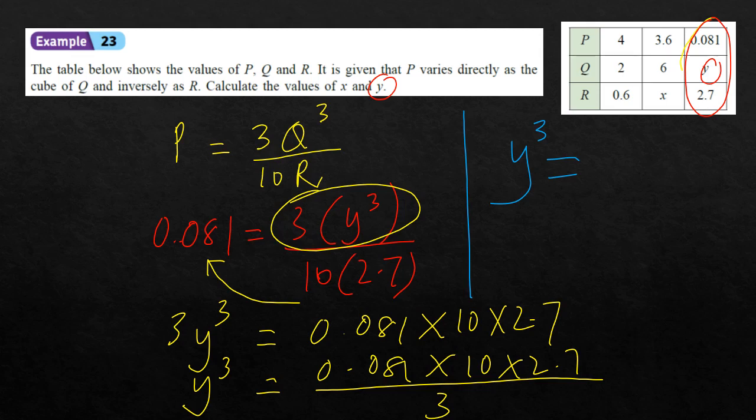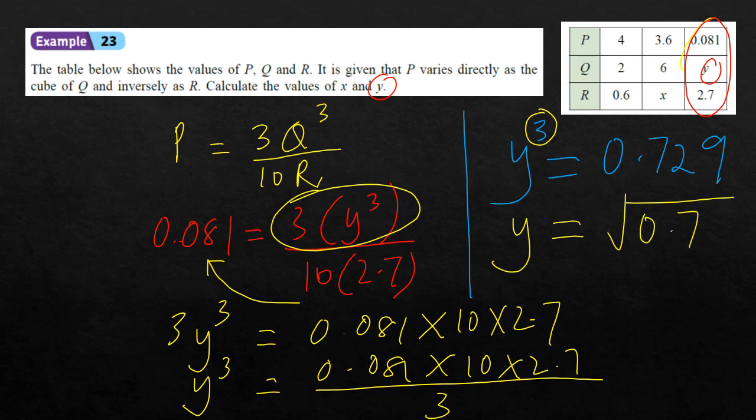You have to, okay, you'll get 0.729. Yeah, and then when you want to find your Y, not the Y cube, you want to find only your Y, so you have to cube root this one. Yeah, cube root it, and you'll get your Y equal 0.9. So this is the answer.